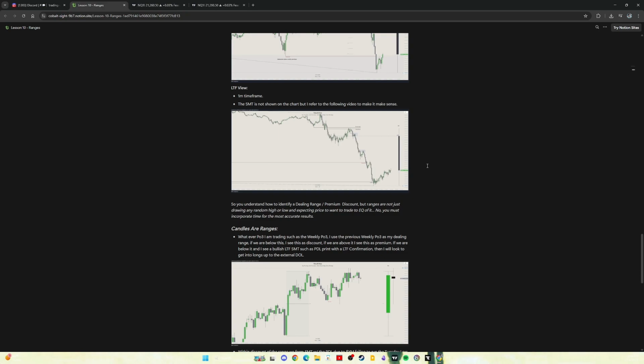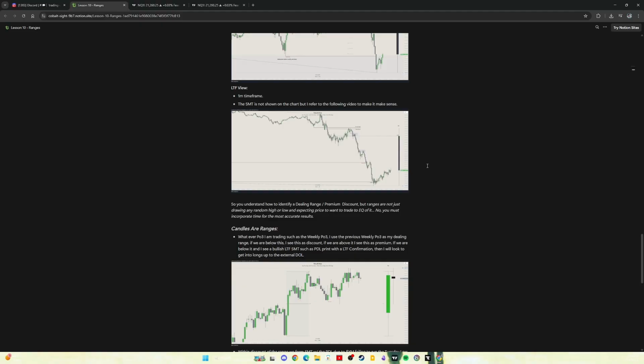But ranges are not just drawing any single random high or low and expecting price to trade the EQ of it. No, you have to incorporate time for the most accurate results. And this is why we say candles are ranges. Now, candles aren't just candles. Candles are power threes. My bad, power threes are the open-high-low-close and open-low-high-close of a candle.